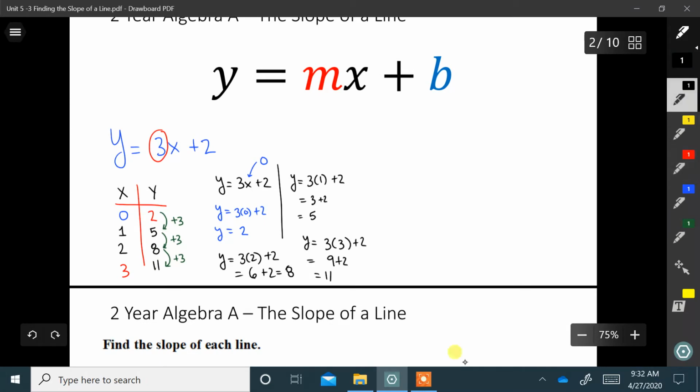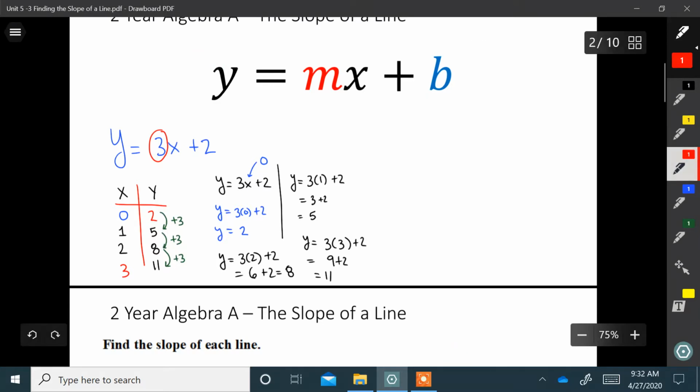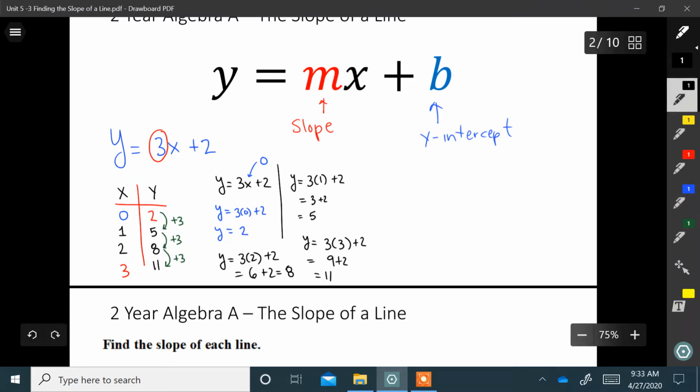Okay, so we have this equation here, y is equal to mx plus b. And we have to identify what's the slope and what is b. First of all, this m right here, it represents the slope. And this b right here, it represents the y-intercept. Okay? And we're going to understand what that means a little more later on when we do more lessons. We'll explain that a little more. But today's lesson, I just want you to do something very, very simple. Okay? I want you to identify what the slope is.